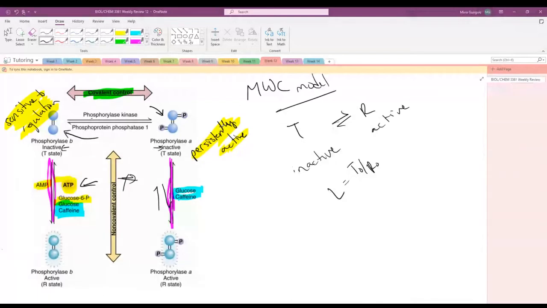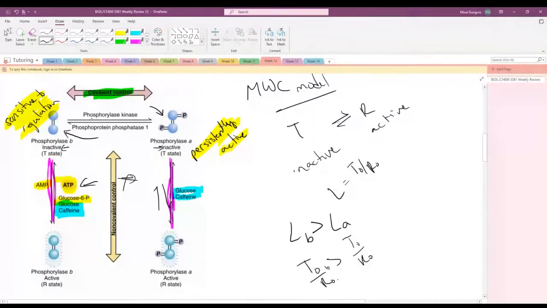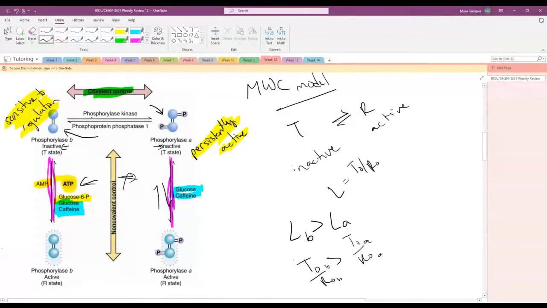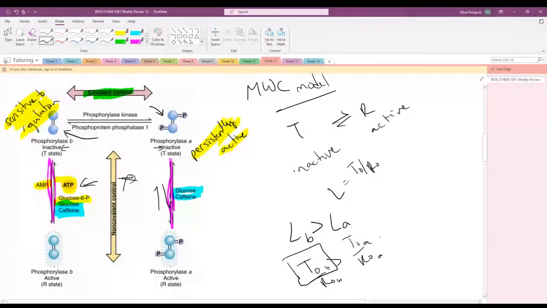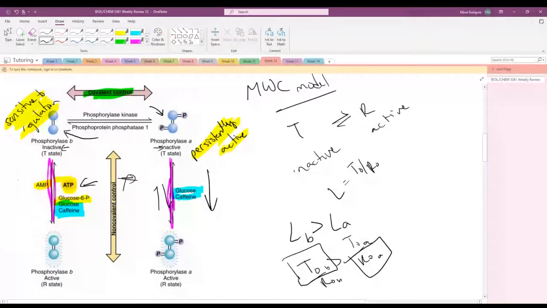Okay. Well, L of B is significantly greater than L of A. In other words, the ratio of tense to relaxed for the B form is greater than that of the A form. The B form favors its tense state, while relative to the B form, the A form has more relaxed state. Okay, in other words, this equilibrium favors this.